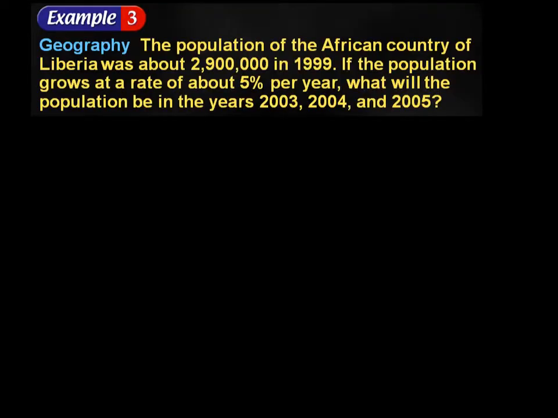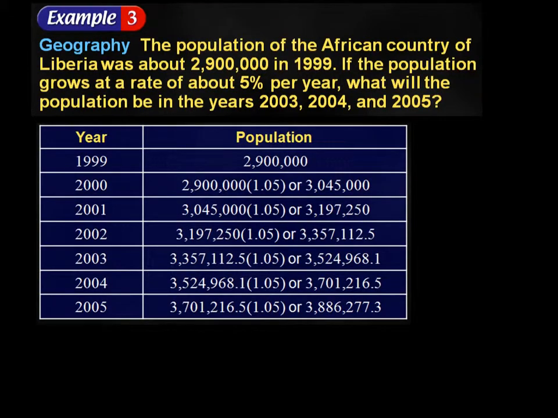The population of the African country of Liberia was about 2,900,000 in 1999. If the population grows at a rate of about 5% a year, what will the population be in the years 2003, 2004, and 2005? Okay, I cheated and used their typed up version because it's kind of a lot of writing. It's not much work. We're going to start with their initial value, take it times 1.05, because it's growing, it's an exponential growth. And then we're going to take that amount times 1.05 times 1.05, and so on. So a fair amount of writing down from the calculator is all we have.